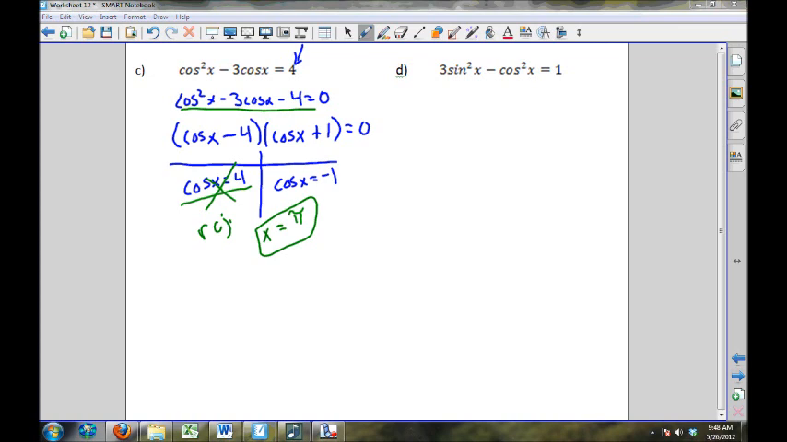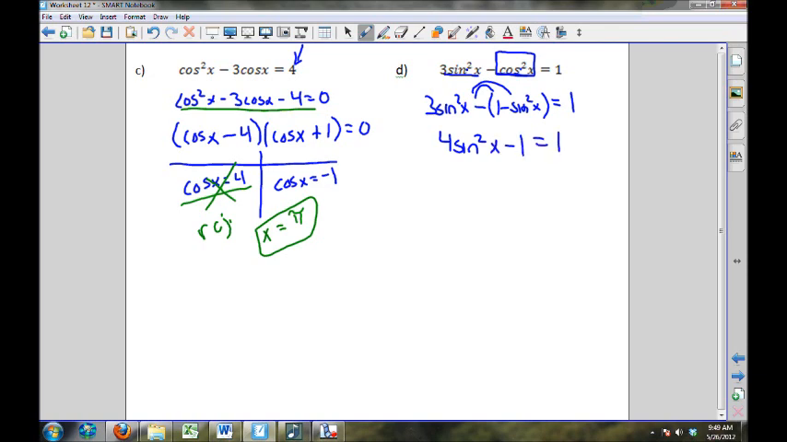again, I see I have quadratic terms, so maybe I'm going to have to try to factor, but my first main problem is that I have one function of sine and one function of cosine. So what I'm going to try to do is convert this into an equation of a single function. To do that, I'm going to replace cosine squared of x with its identity, 1 minus sine squared of x. So I have 3 sine squared of x minus 1 minus sine squared of x equals 1. I distribute this negative. I will end up with 4 sine squared of x minus 1 equals 1, or 4 sine squared of x equals 2, so sine squared equals 1/2.